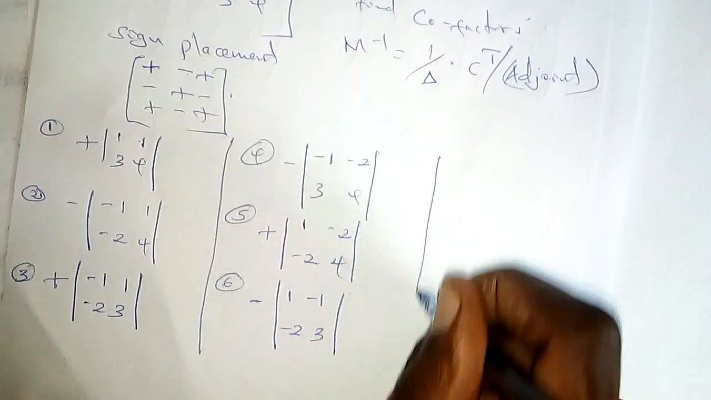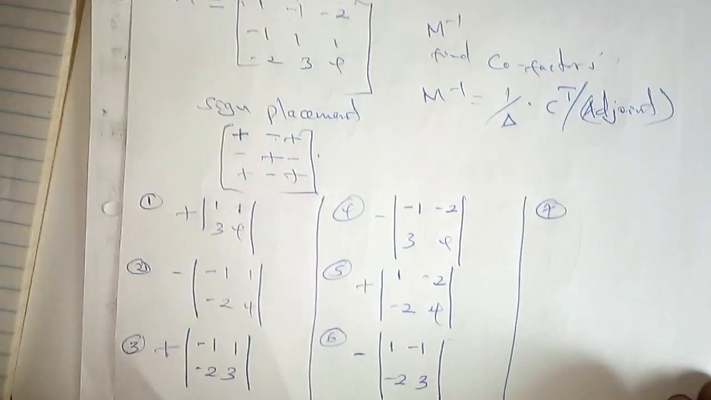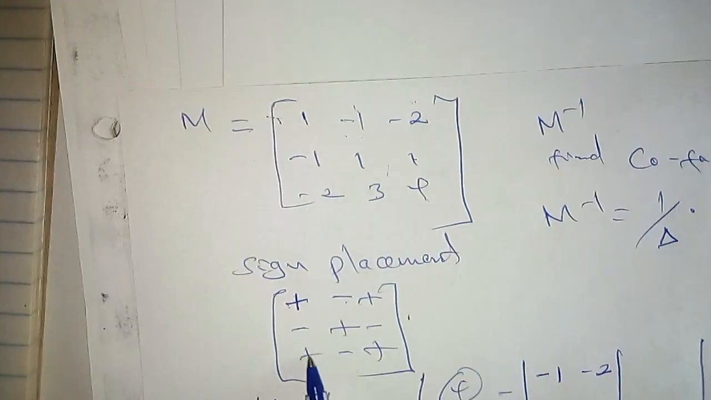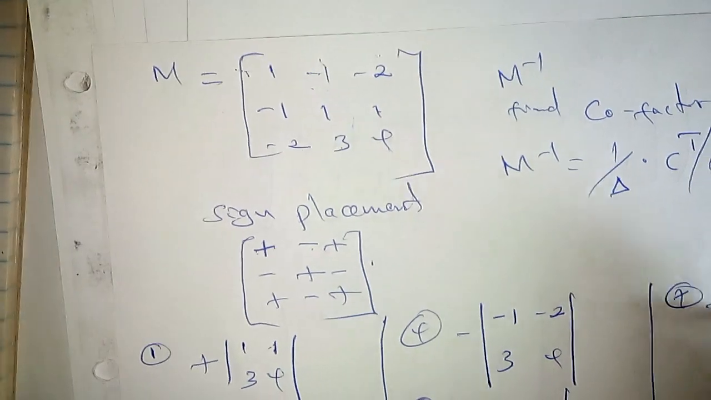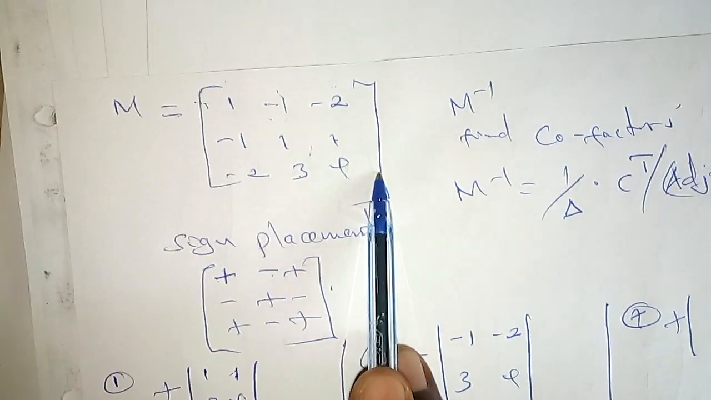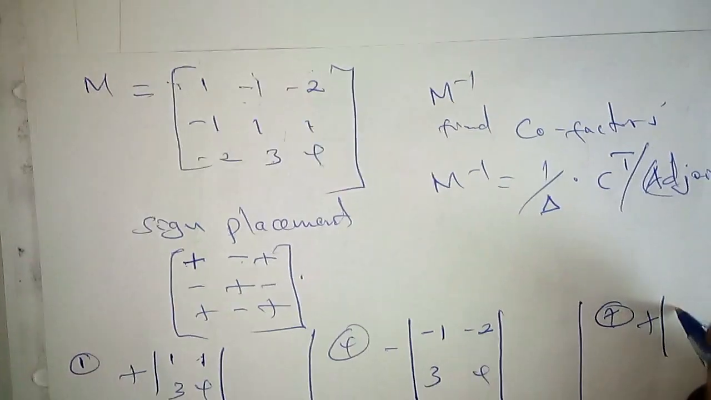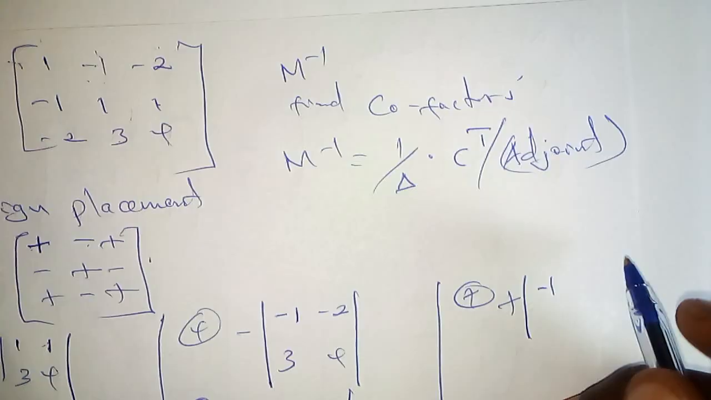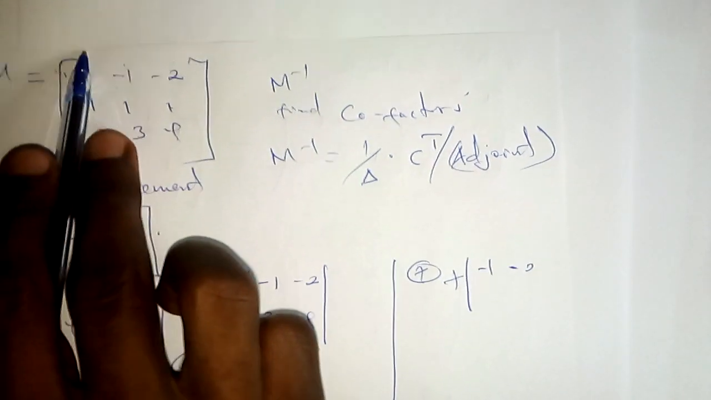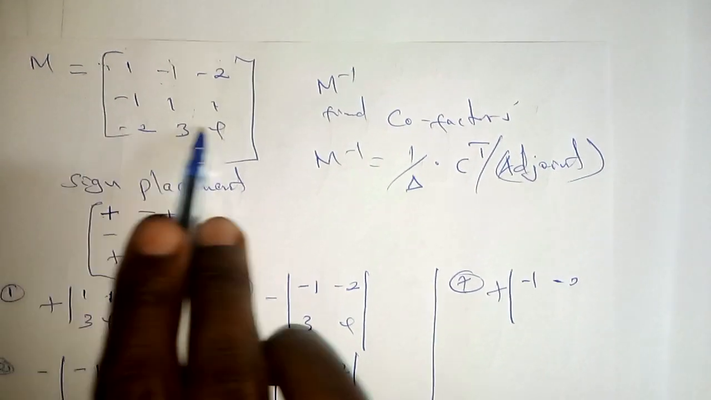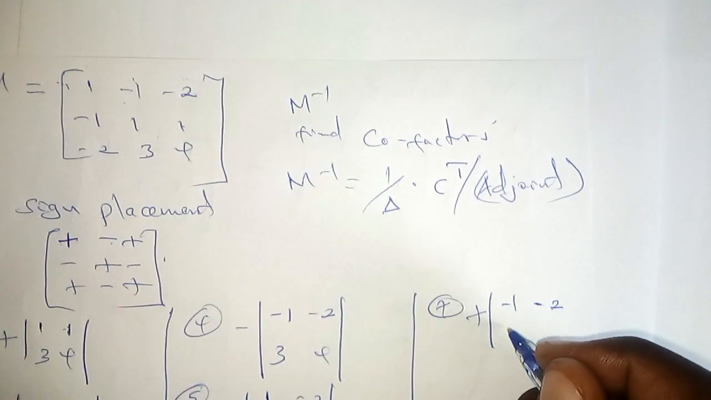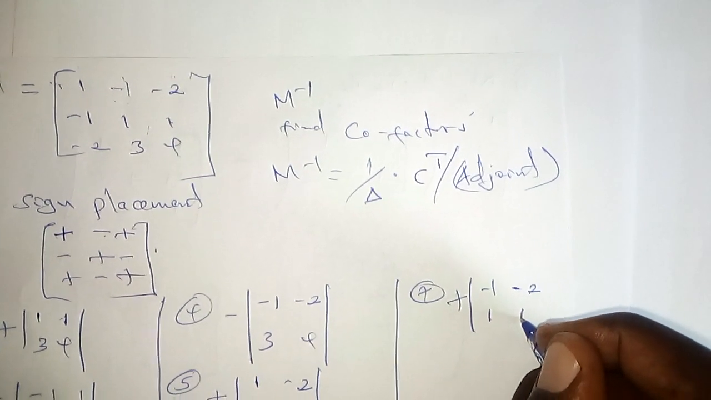Then cofactor number 7, using this sign, is positive. We block this column and this row. The remaining part is negative 1, negative 2, 1, 1.